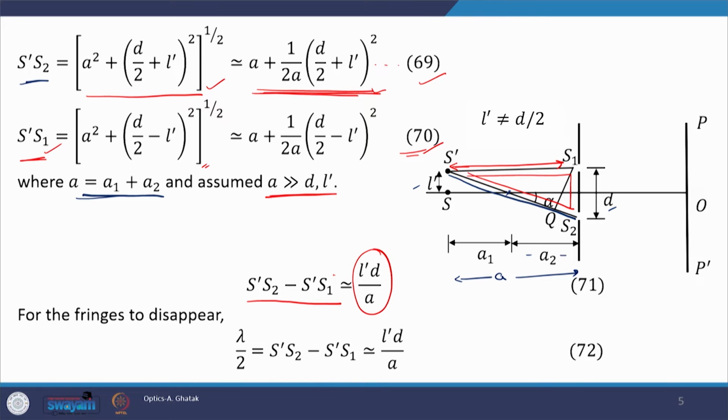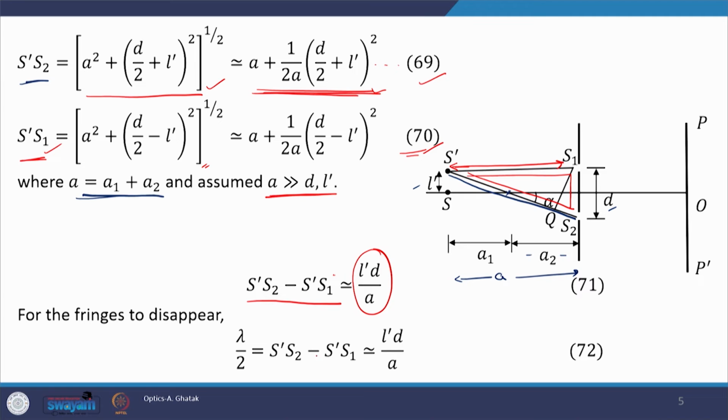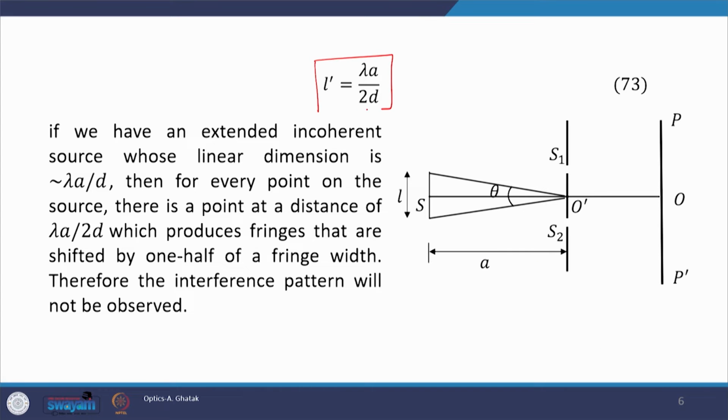The path length difference is L prime D by A, but the condition with which we start is that S prime S2 minus S prime S1 is equal to lambda by 2, and if this condition holds, we should not get any fringe. Let us substitute this expression of S prime S2 minus S prime S1, which is lambda by 2, in equation number 71. This gives equation number 72, and from here we can calculate the expression for L prime, which is the separation between the two sources S prime and S. Equation number 73 thus gives this requisite separation.